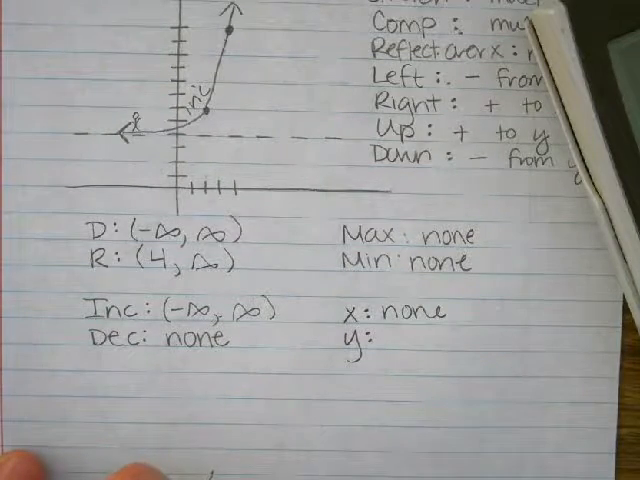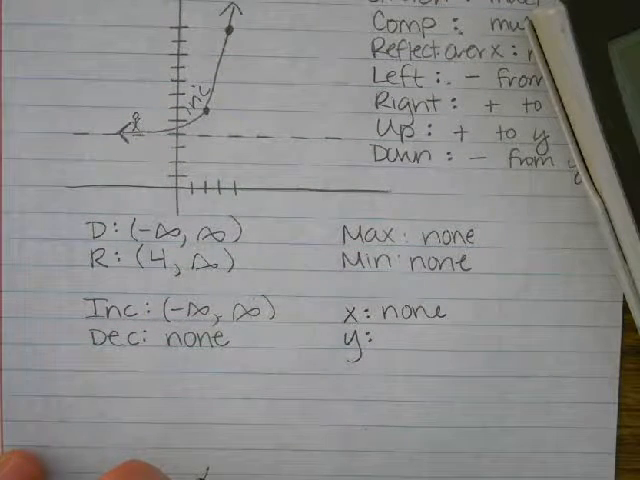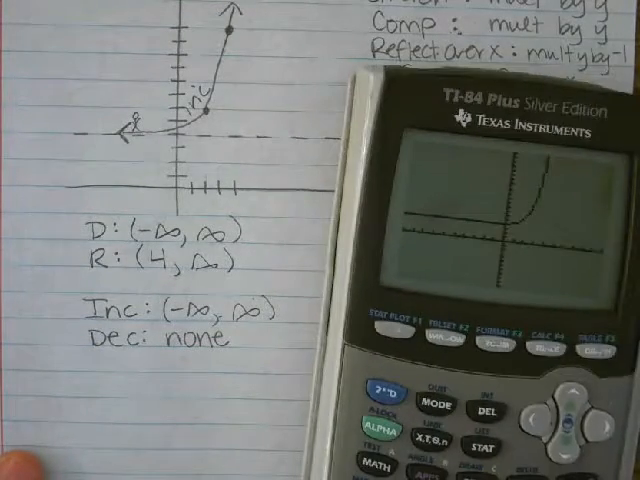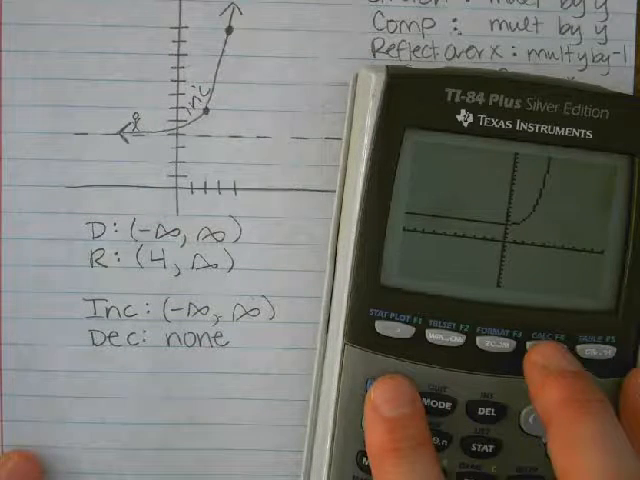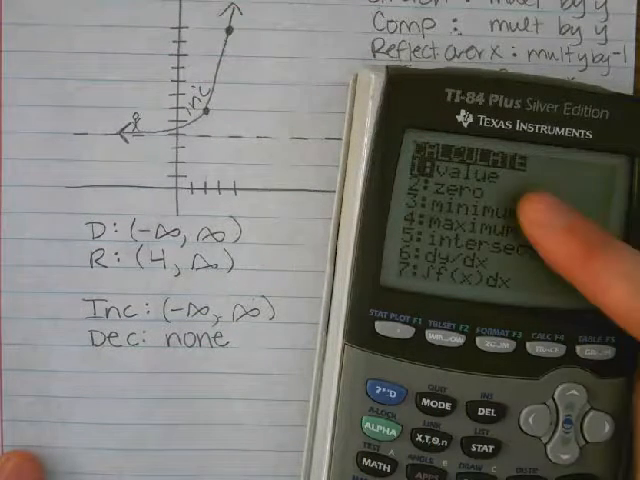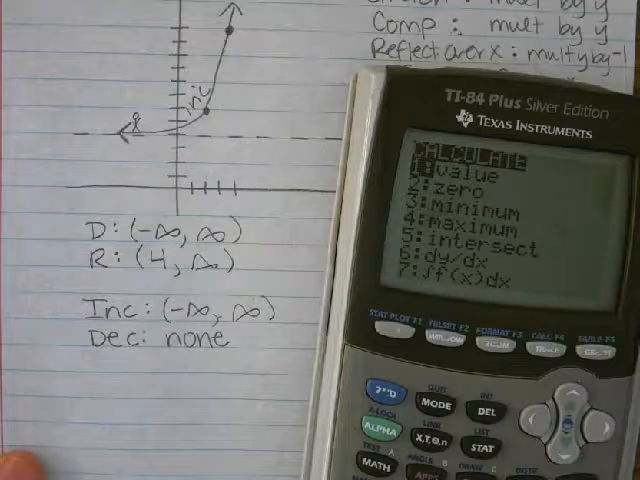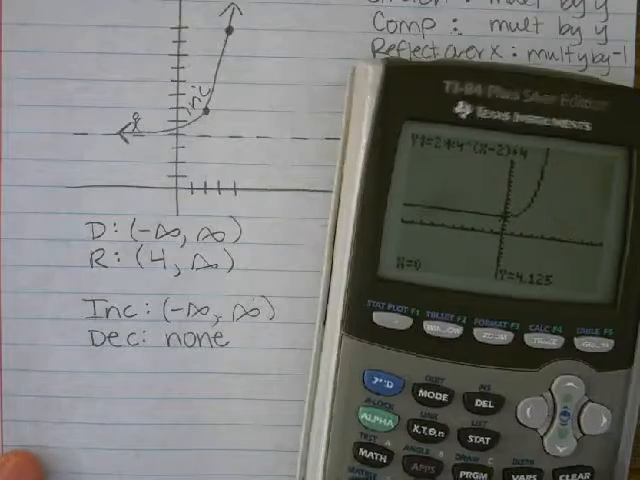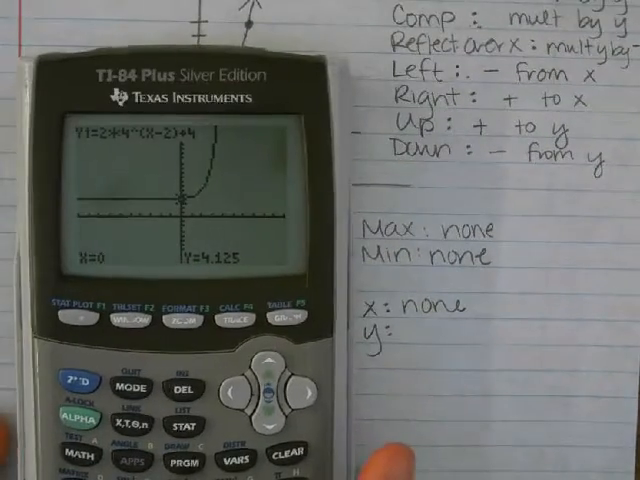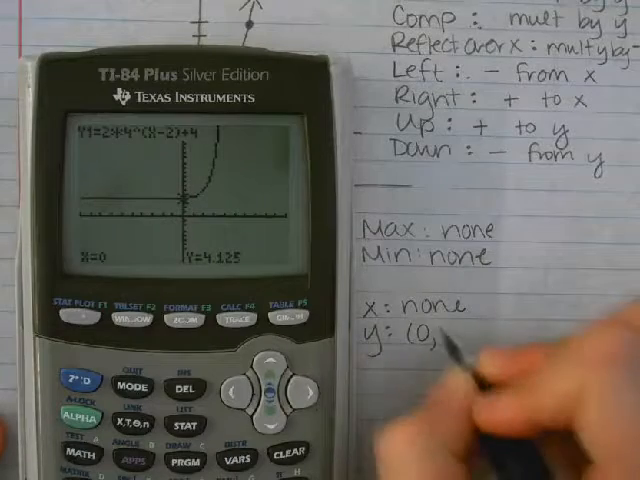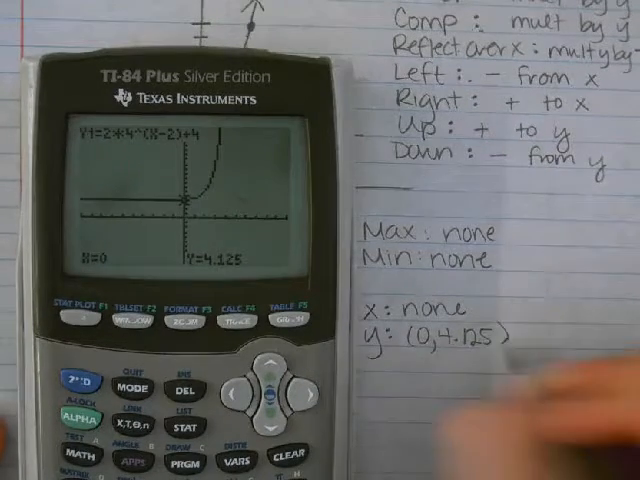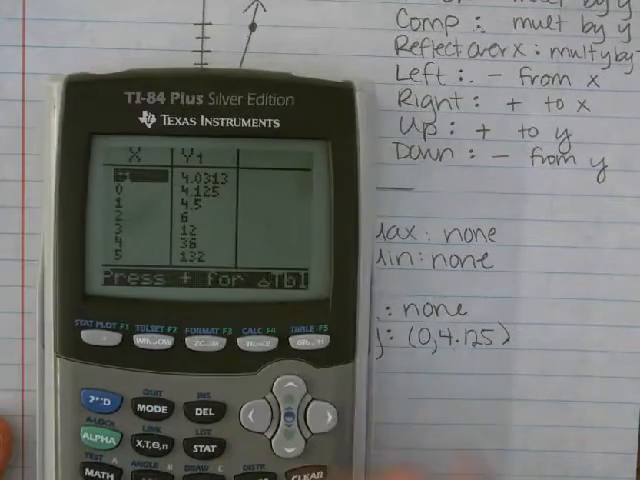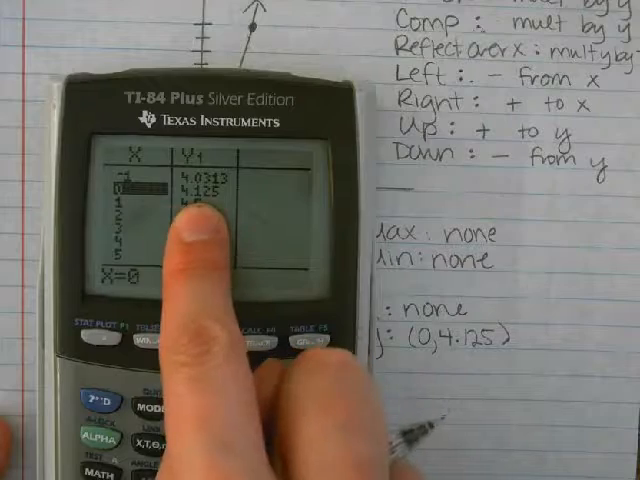How about the y-intercept? So how do we find the y-intercept? Plug in 0 for x. Yeah, so we've got a few different ways to look. We can do second trace, option number 1, and then plug in 0. That would do it. What's another way you can find the y-intercept? Anyone know? We can look at the table. Yeah, if you go ahead and hit second graph, you can look at the table, and we can see that on our table we have 4.125.